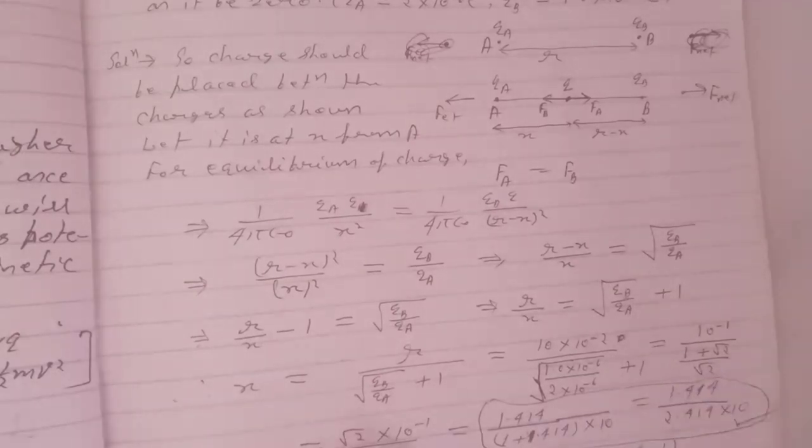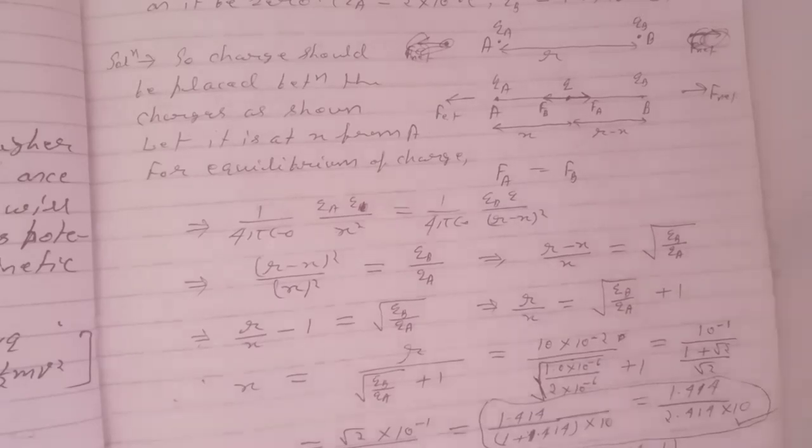Or, another method, you can multiply root 2 minus 1 on both the upper and lower side. So it will be root 2 into root 2 minus 1 into 10 to the power minus 1, and this will be 2 minus 1, or 1.414 into 1.414 minus 1 by 1 into 10, which equals 1.414 into 0.414 by 10, which equals 5.83 centimeter. Answer.